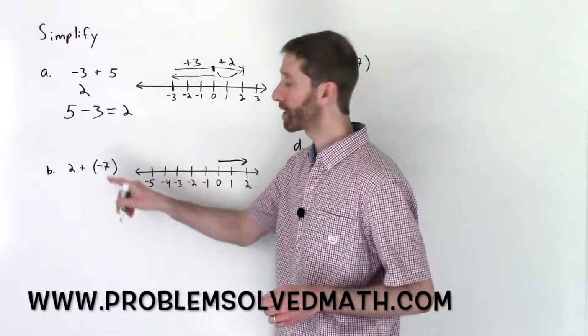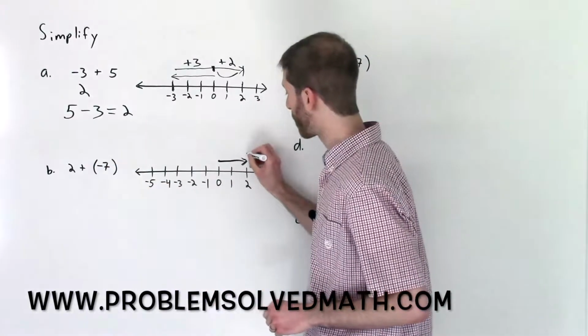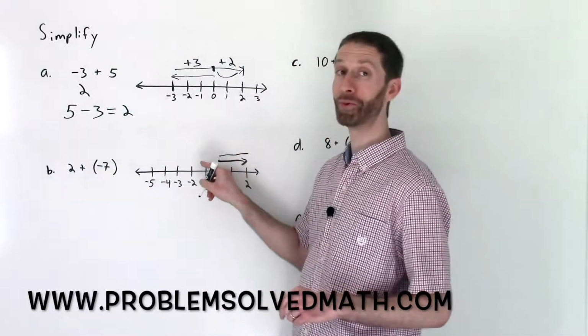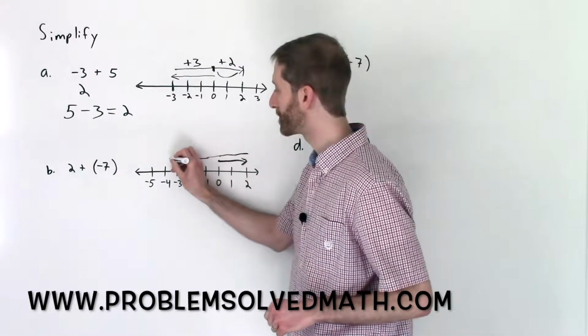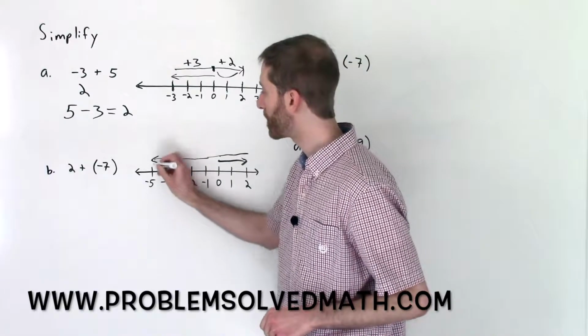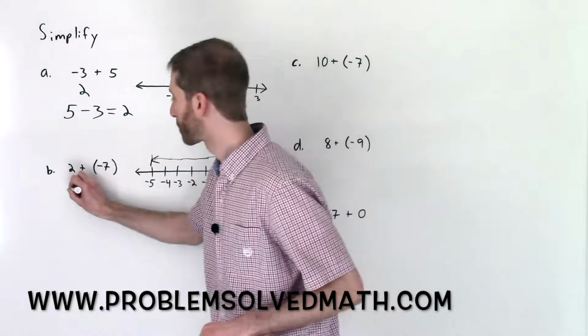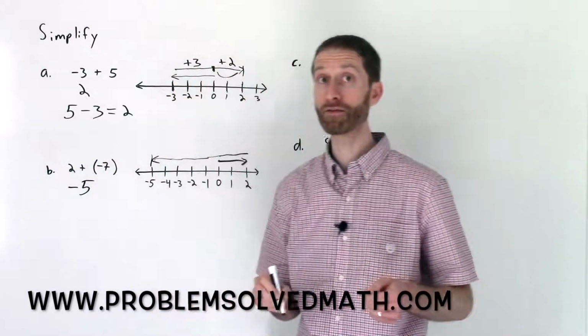Then this tells us to go to the left 7. So I'm going to go to the left 1, 2, 3, 4, 5, 6, 7. And we end up here at -5. So our answer according to the number line is -5.